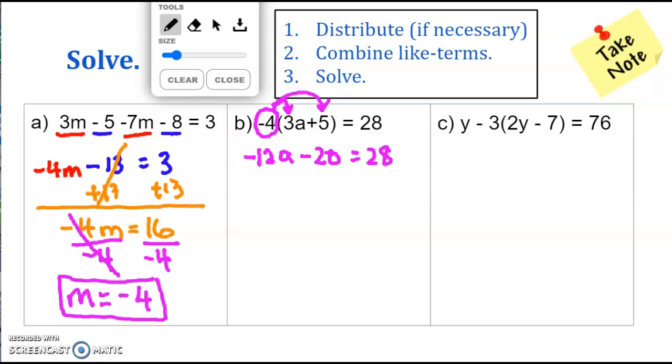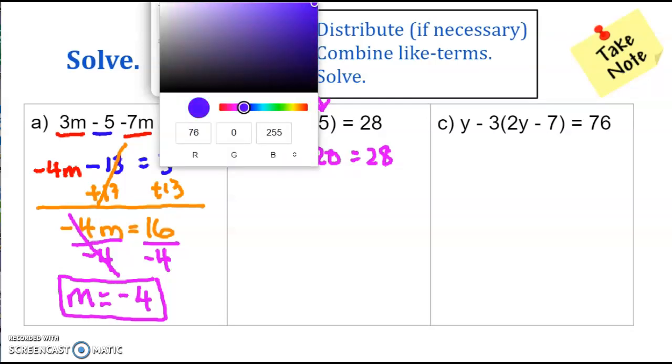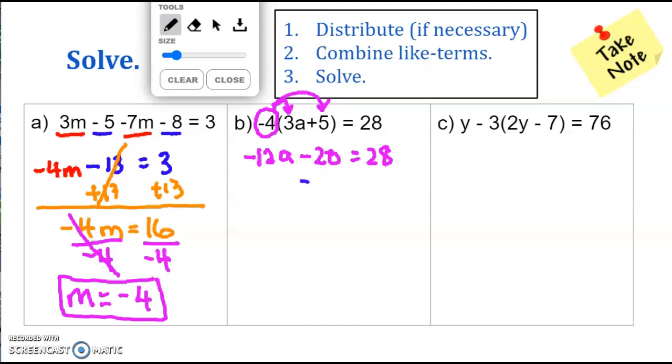Okay, now again, this is a two-step equation, and you need to be thinking about what do I need to undo first. A is first being multiplied by negative 2, and then to that result, it's being subtracted by 20. That means the last thing that was done was subtract 20. So I need to undo that. And I undo that by adding 20 to both sides. And that leaves me with negative 12a is equal to negative 20 plus 20 is 0. 28 plus 20 is 48.